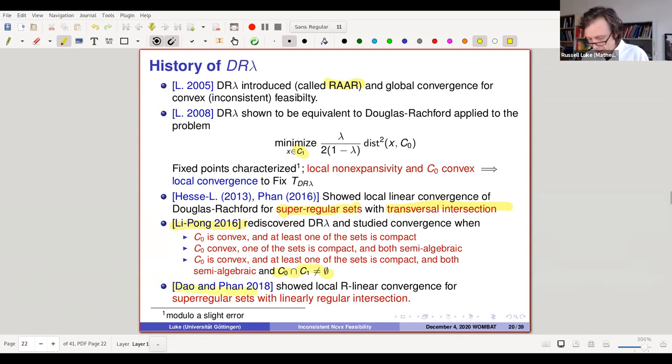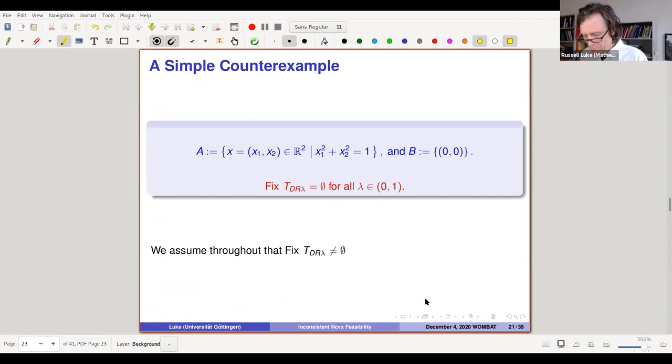And then Minh Dao and Hongfan, in 2018, showed R-linear convergence for superregular sets with linearly regular intersection, and did a generalization of Douglas-Rachford, for which this is just one example.